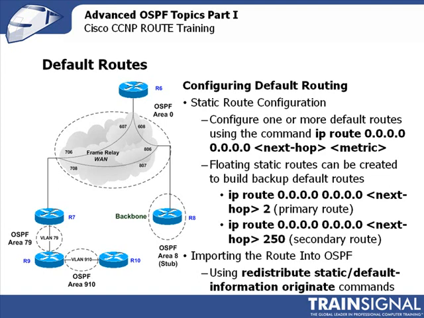And you can also do default-information originate always, meaning the route is going to be announced even if it's not in the IP routing table. But I'd recommend actually not using the always unless there's a compelling reason.